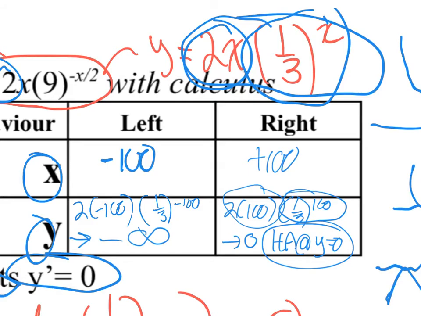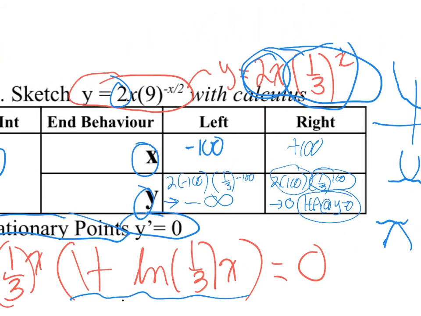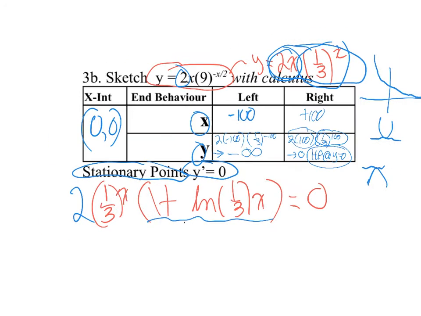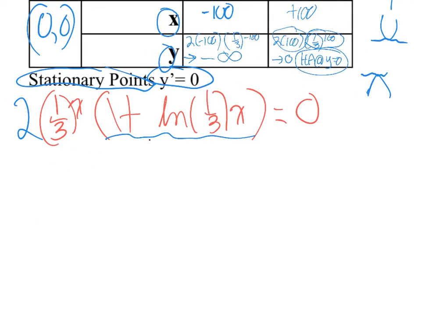All right, so let's take a look at this then. So I have a good idea of what happens to the left, what happens to the right. I've got the intercept, which is at 0, 0. The last thing I need to do is to get the critical point and see if it's a max or min. So let's see. If I want to set this equation equal to 0, is 1/3 to the x ever 0? No, it's not, so I don't have to worry about that. Now, this equation right here will be 0. So let's look at it, and maybe I can solve for this.